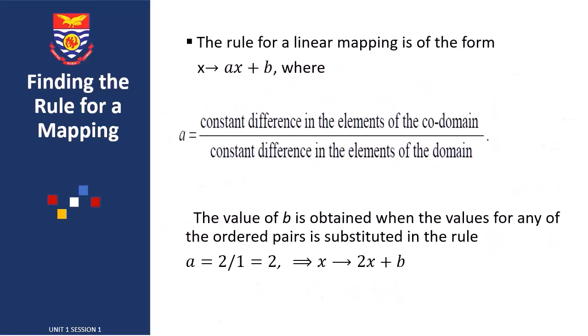Let's look at the next video. As I said, the rule looks like a linear graph, and a is the gradient. The gradient is found as the constant difference in the elements of the codomain divided by the constant difference in the elements of the domain, that is, change in y over change in x. Here, change in y is 2 and change in x is 1, so we get 2. Putting that into the function, we get x maps to 2x plus b. After getting that, how do you find b? Let's look at the next slide.